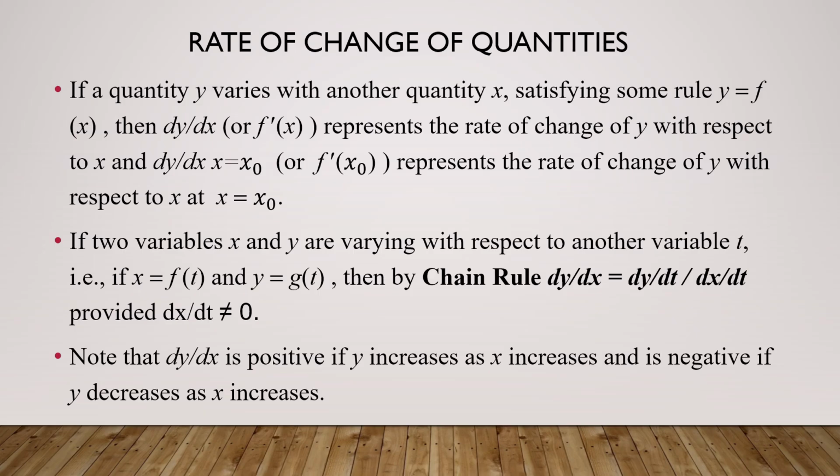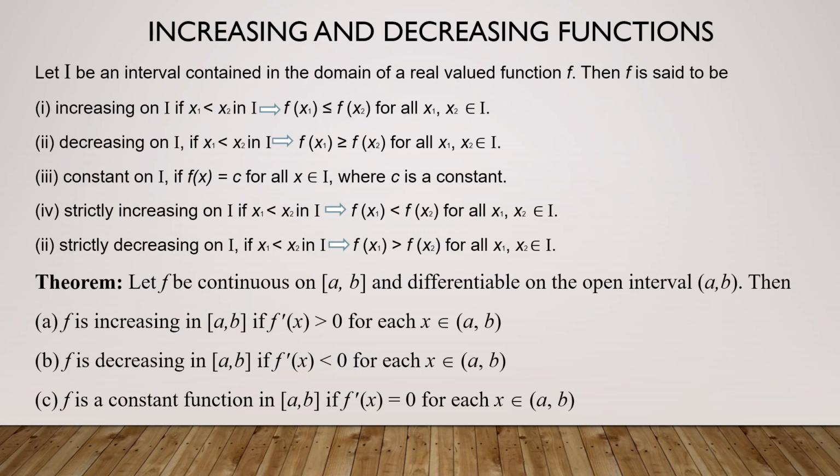Also, we are going to use the chain rule. We have seen that the chain rule is if there are two functions, say x is a function of t, y is a function of t, then if you want to find dy by dx, then it is dy by dt upon dx by dt. Also note that dy by dx is positive if y increases as x increases, and it is negative if y decreases as x increases. First, we will discuss the concepts theoretically and then we will use them in the examples which will make it clear.